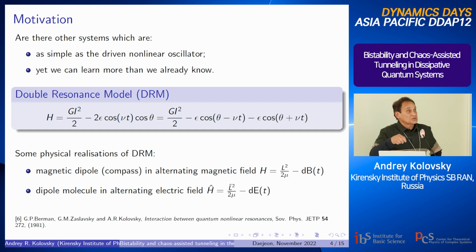The other realization, which is now quantum, is a dipole molecule. This is the same: angular momentum divided by the moment of inertia, now with the electric dipole moment and an alternating electric field. These are the two simplest realizations of the double resonance model. I also want to stress that in the relevant literature, this model is also referred to as two interacting nonlinear resonances. Why is it named so?